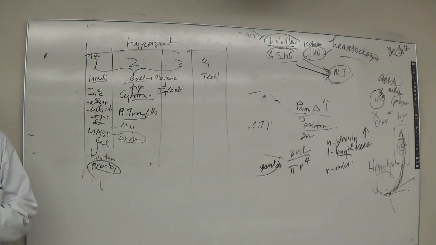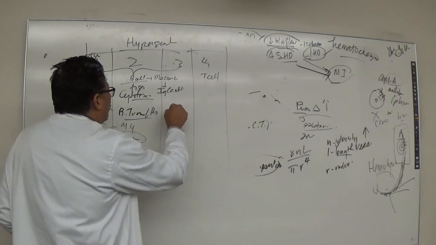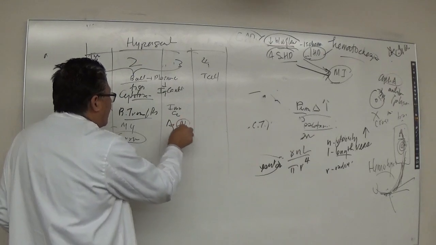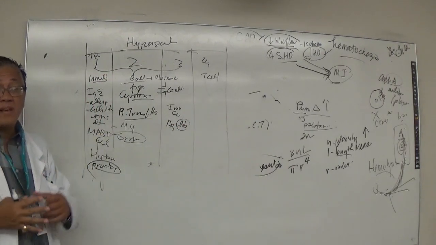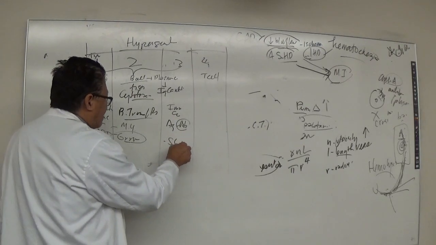Okay. Now, what about type 3? What's a common example here? Immune complex disease, right? So you form antigen-antibody complex. Antibody attacks the antigen, you form a complex. Immune complex disease. The most common is SLE, right?